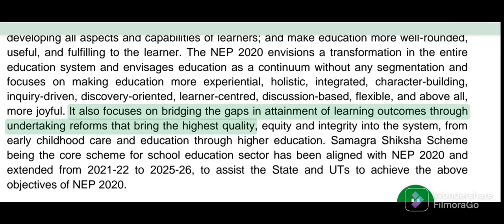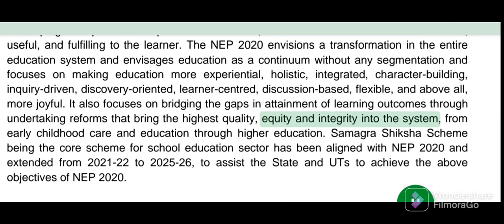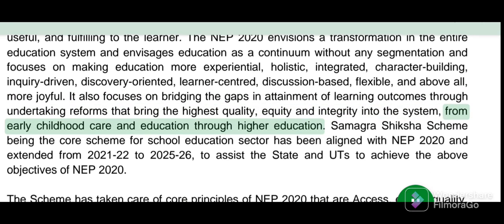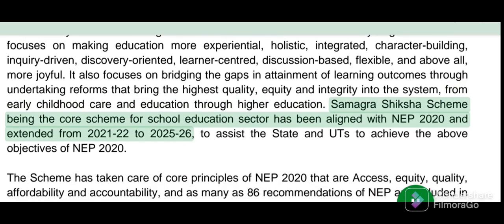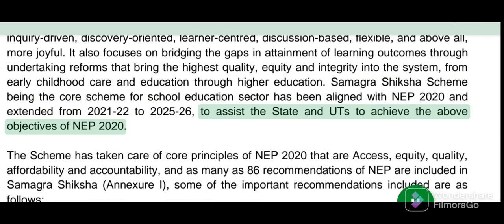It also focuses on bridging the gaps in attainment of learning outcomes through undertaking reforms that bring the highest quality, equity and integrity into the system, from early childhood care and education through higher education. Samagra Shiksha Scheme, being the core scheme for school education sector, has been aligned with NEP 2020 and extended from 2021-22 to 2025-26 to assist the states and UTs to achieve the above objectives of NEP 2020.